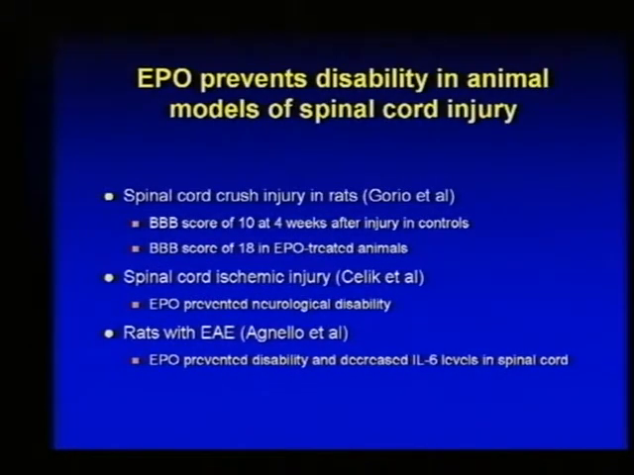Now, interestingly, these rats had very high IL-6 levels, which correlates with Doug's transverse myelitis data. And EPO, in addition to preventing disability, decreased the IL-6 levels in the spinal cord. So this suggests that perhaps it may have an anti-inflammatory role, or it could just be interpreted as saying if one has degenerating axons or dying neurons, that incites an inflammatory response, including IL-6. But Doug and I can argue about that later.